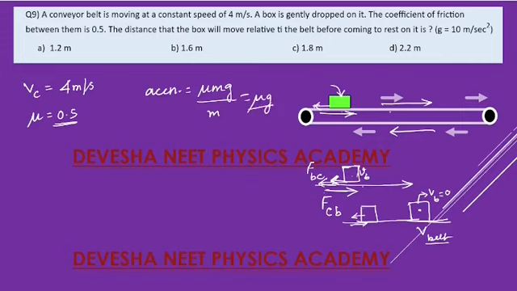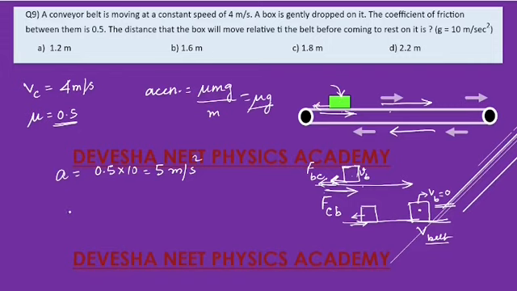Okay, so what happens here is that whatever the acceleration was there, this acceleration is acting on this, and this acceleration will actually make the velocity of the block 0. Okay, so now a is equal to mu g. Okay, so a is equal to 0.5 into 10, the g, which is equal to 5 meters per second square.